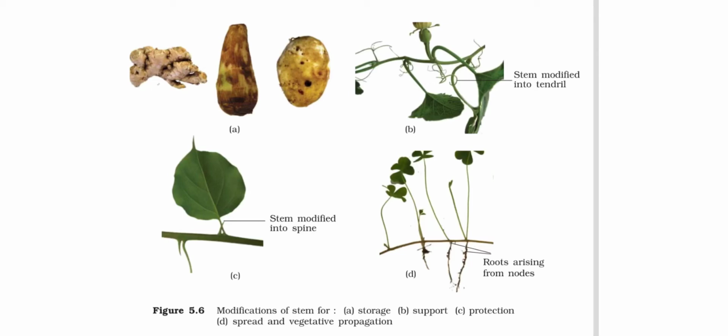Then C diagram is for protection. You can see the stem is modified into spine. So actually it should be thorn here. The word thorn should be used. Then D diagram, spread and vegetative propagation. Here you can see the roots arising from nodes. So that is creating a new plant. A new plant arises. It is for vegetative propagation.